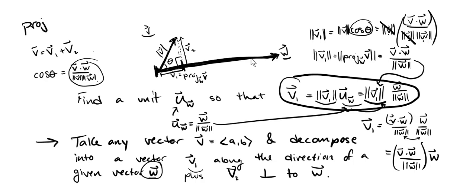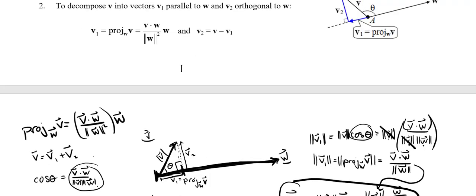Right, so sum it up. The projection of V onto the direction W is V dot W over the magnitude of W squared. Forgot my square from combining. W squared times that vector W. Let's see, is that the correct formula? V dot W over magnitude W squared times the vector W. This is good. So that gives us this guy.